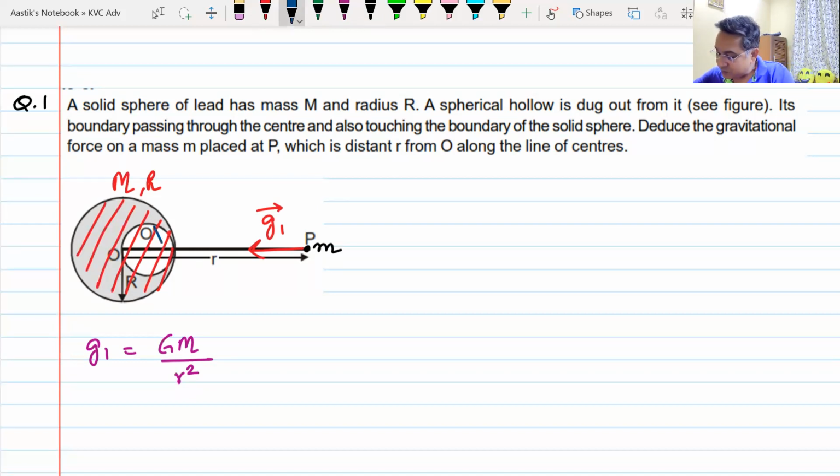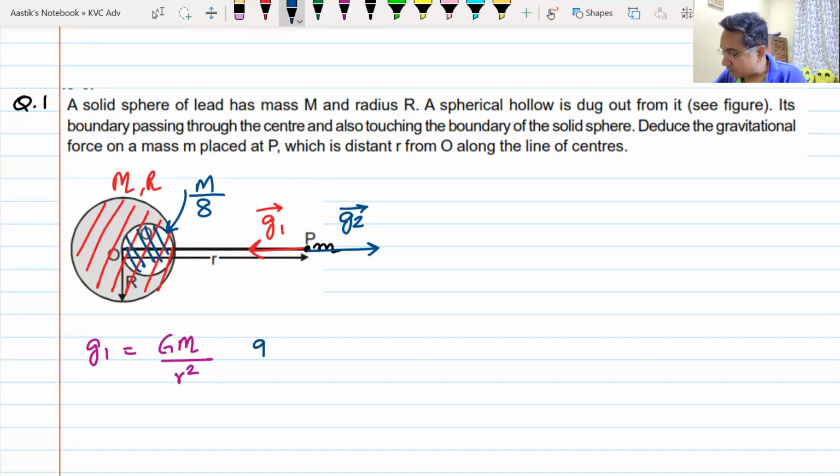Then you superimpose a negative mass whose radius is r by 2. So what will be the mass in terms of the original mass? Radius is r by 2, so volume becomes 1 by 8. So the mass becomes m by 8. Now the gravitational field created by this mass would be going in this direction.